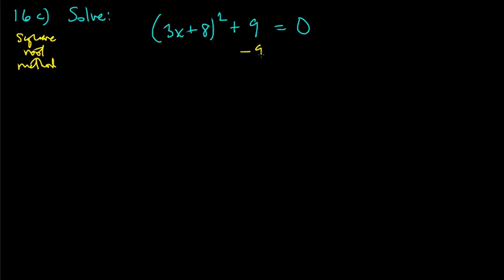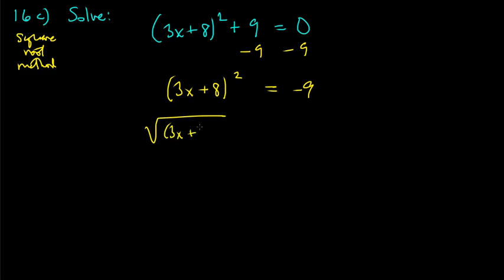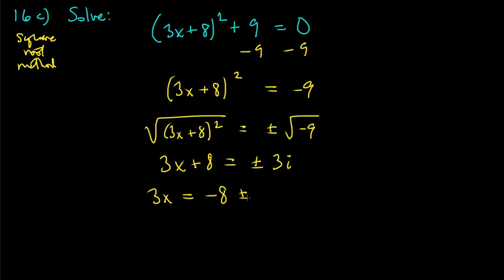All we have to do is subtract the 9 from both sides. Well, that's not all, but that's the first step. And then just take the square root of both sides. That gets rid of the square on the left. And then we get plus or minus the square root of negative 9. So 3x plus 8 is equal to plus or minus 3 times i. Subtract the 8 from both sides, and then divide by 3. So x equals negative 8 plus or minus 3i all over 3.